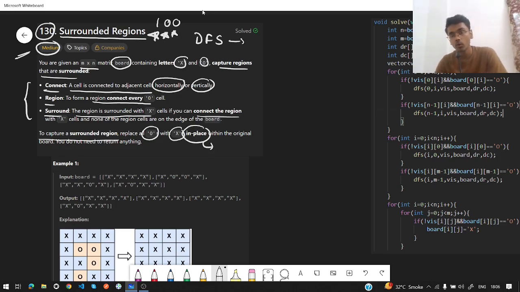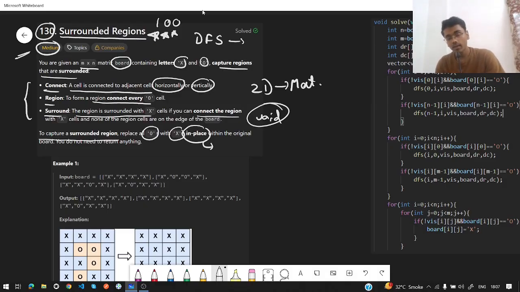Now this is also one important thing. What does that mean? This simply means that you don't need to create another 2D matrix and return that. You just need to make changes in this board only, because this is a void function, so it will automatically take the original array with the replaced values. So this is what the question is saying. When I first read this problem, I did not understand what it was trying to say. Now let me simplify it for you.